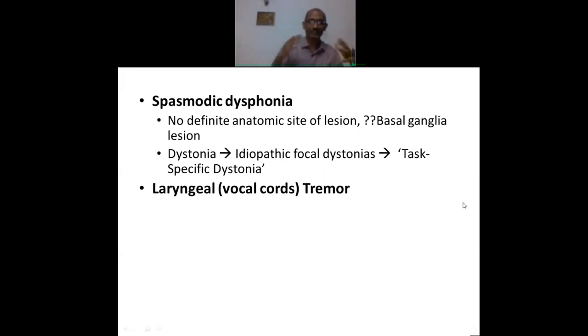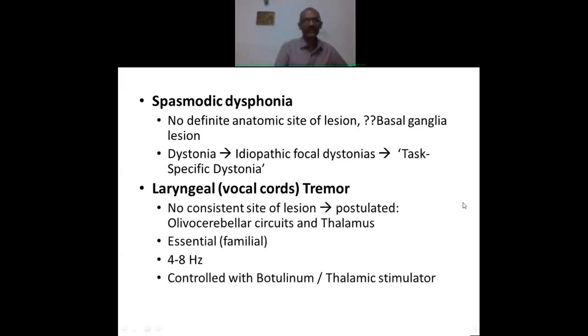It's a task-specific dystonia. That is, these people have problems mainly in normal conversation, telephonic conversation, and stressful conversation. The moment they are laughing or crying or singing for that matter, it improves. So it's a fascinating, rare condition, but the physiology is fascinating. And then the fact that you can control it by using botulinum, because it acts at the neuromuscular level, which is you are using the understanding of physiology to treat this condition.